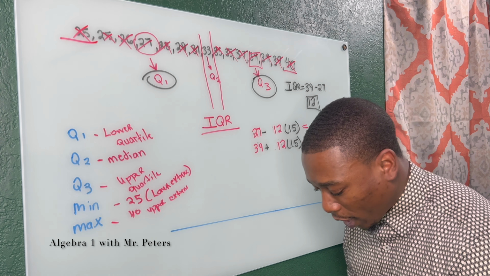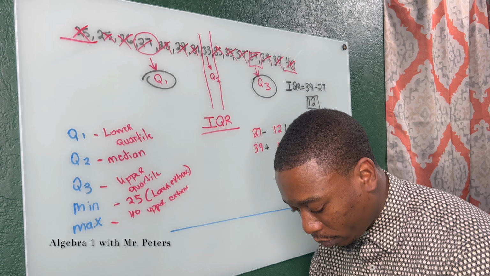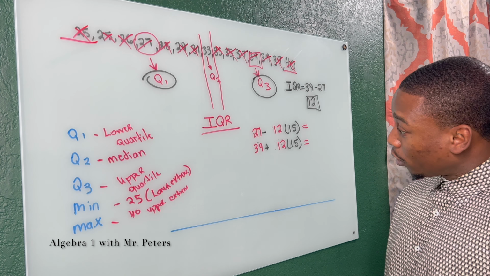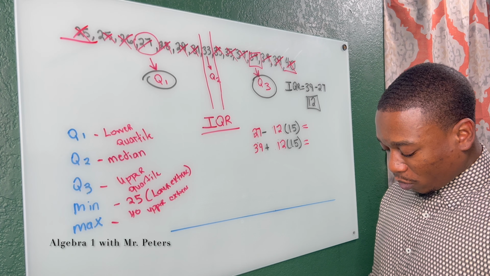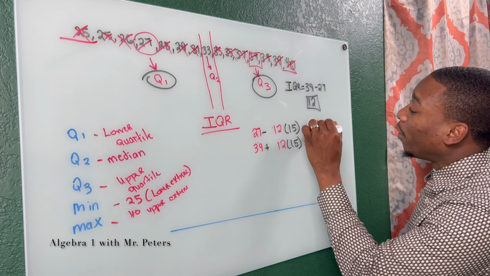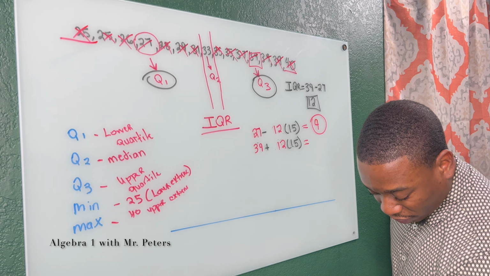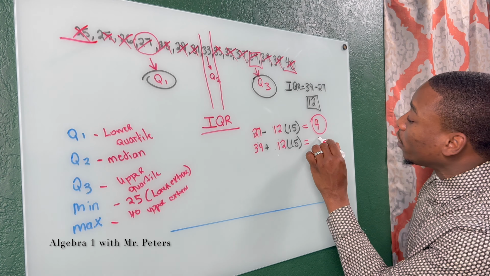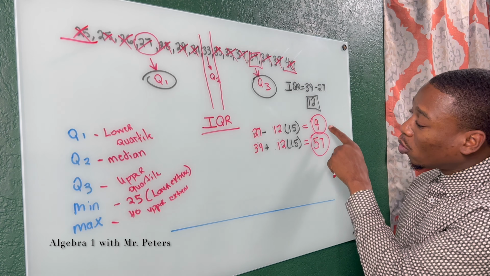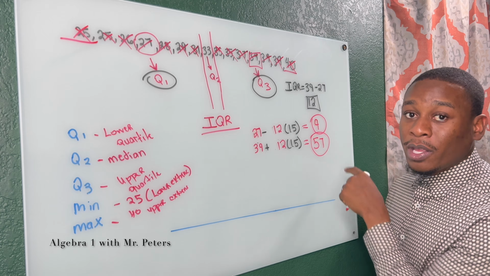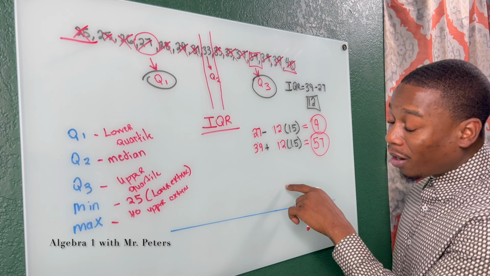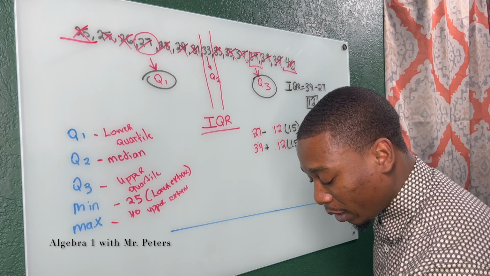So let's see what this gives us when we actually multiply. All right, let's see what we get. So we got 1.5 times 12. That's 18. 27 minus 18 is equal to 9. And then our upper bound, let's check the notes, is going to be equal to 57. So what do these two numbers represent? If there's any number that is lower than 9 or higher than 57, that means they are outliers. They're not going to be within that box and whisker plot. And we're now going to plot this on a line so I can show you exactly what I mean.